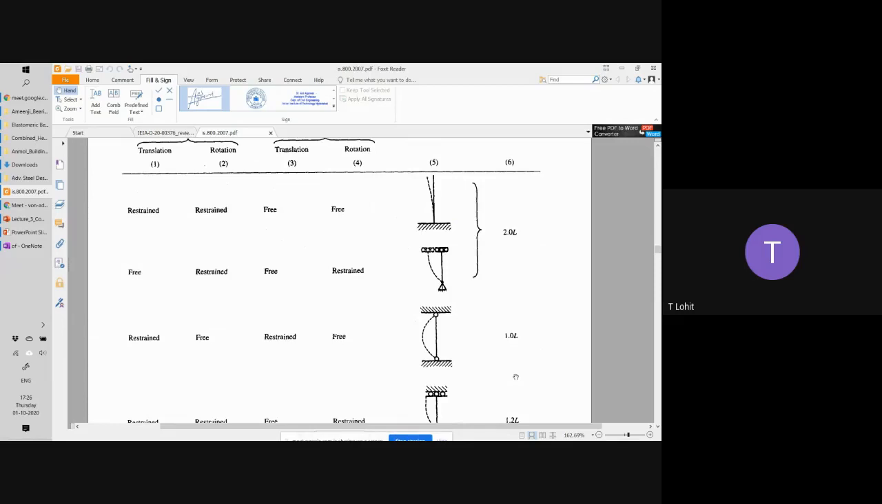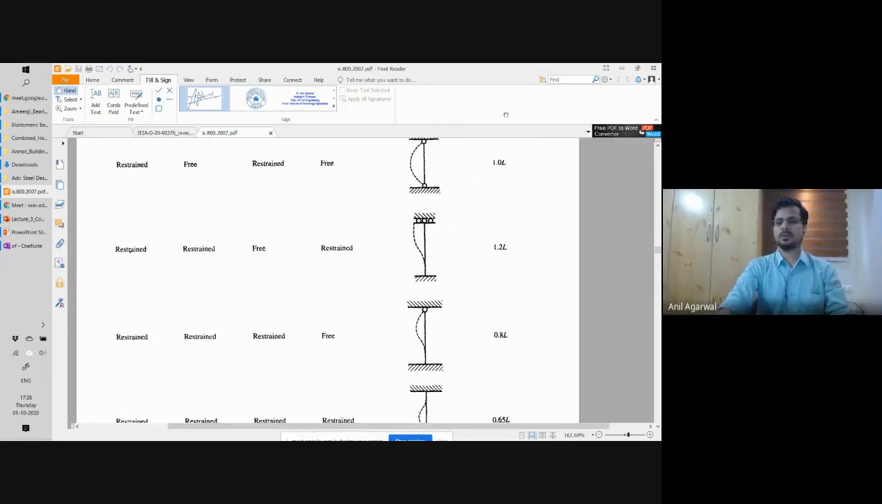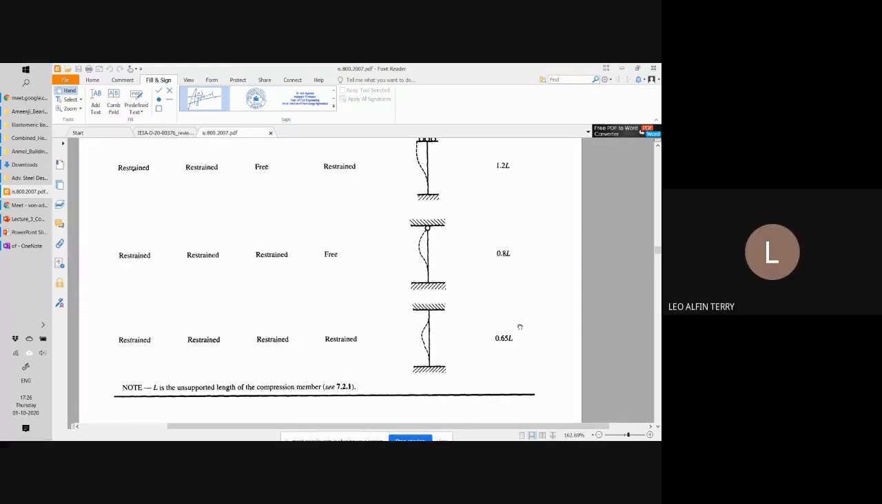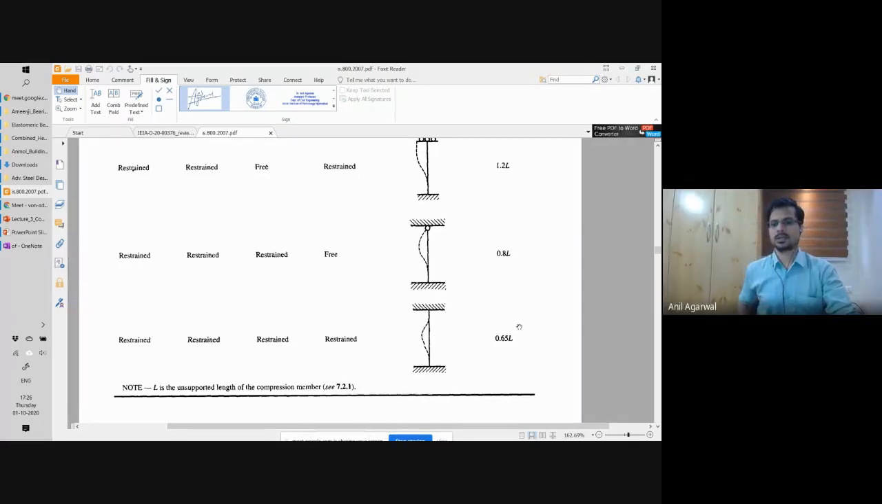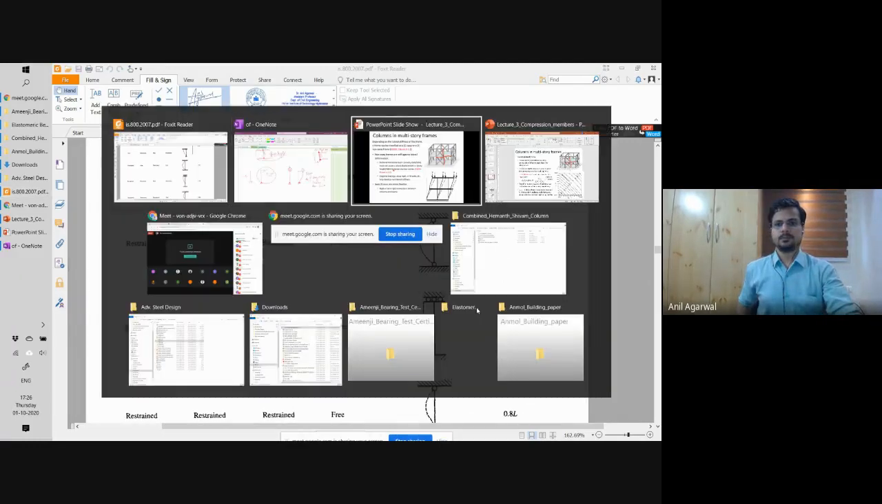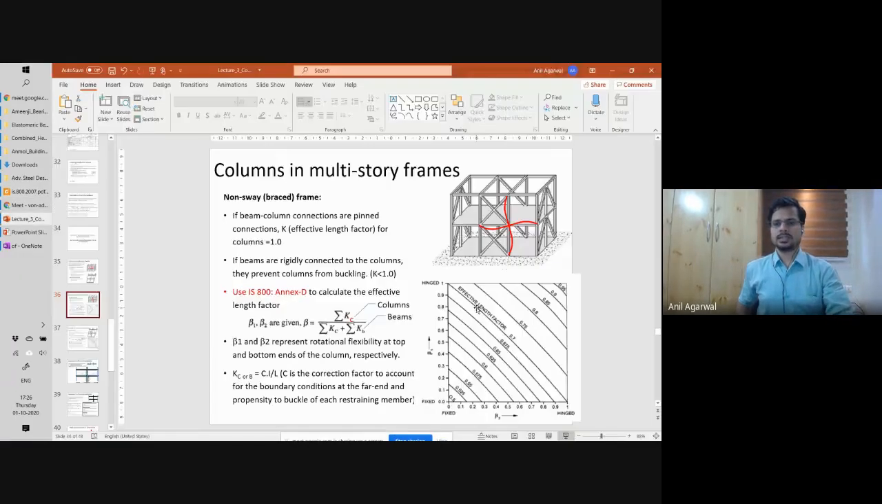0.65. Yeah, 0.65 as per this table, but theoretically it is 0.5. Yeah, agreed. Correct. Both answers are correct. 0.5 or 0.65 up to 1. Yeah. So in the next class we will talk about what is the approach that is taken.